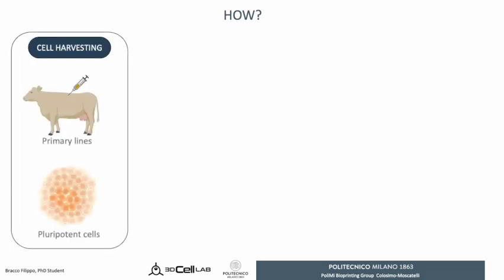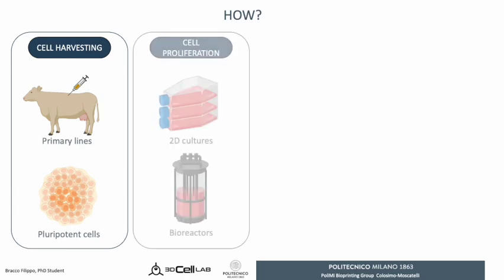The first step is the cell procurement. This can be obtained by two different methods. The first one consists in taking a cell or tissue biopsy from the living animal, or from the post-mortem recovery of the tissue. These are called primary lines. The second method, on the other hand, involves the use of pluripotent cells.